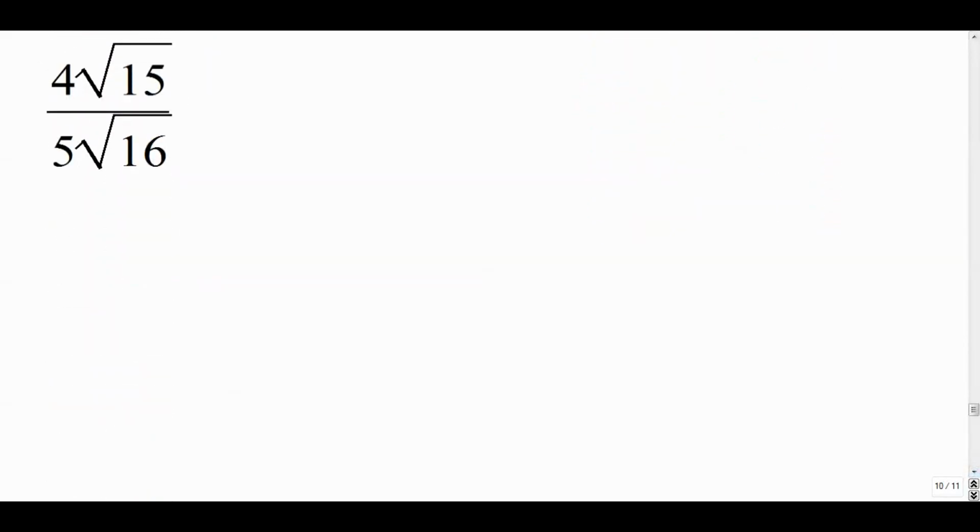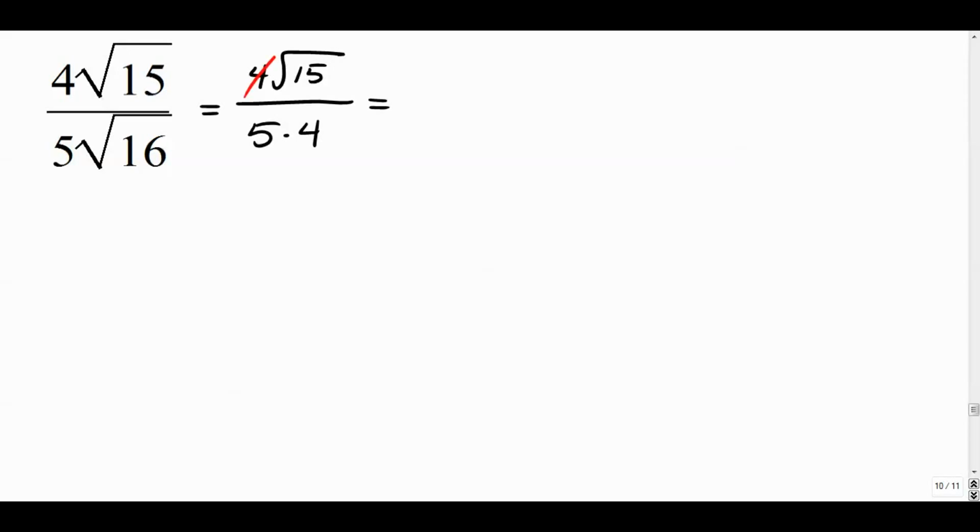How about something like this, some division? For this particular problem, I'm looking at the denominator and I'm saying, oh, I know the square root of 16. The square root of 16 is a nice, easy number. The square root of 16 is 4. Let me rewrite that: 4 radical 15 divided by 5 times 4. All I did there was ask, what number multiplies together to get 16? And it's 4 and 4. So I write that down there. Notice the radical disappears.